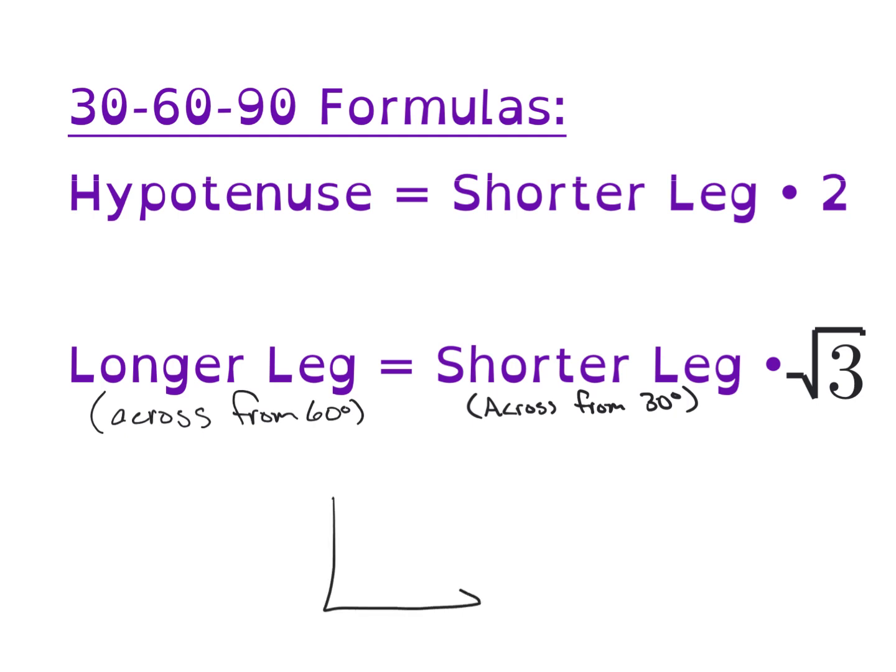you have a triangle, and it's not drawn to anything, but when you have a 30 and a 60, the hypotenuse is across from the 90, and that's the longest leg. I'm sorry, it's the longest side.